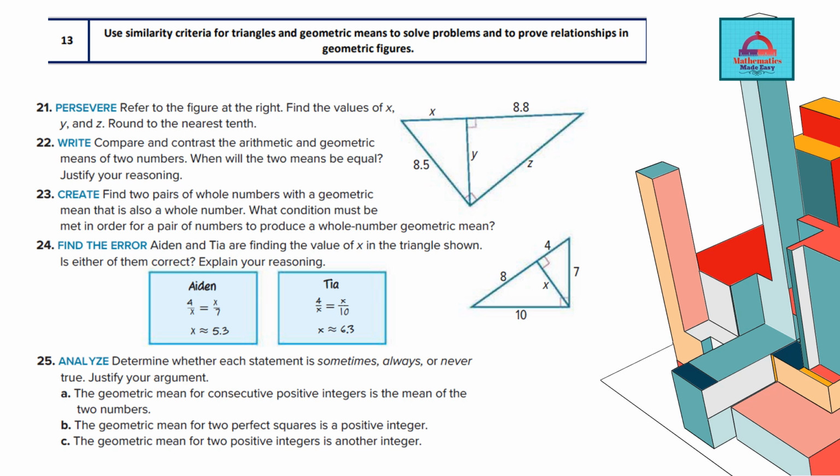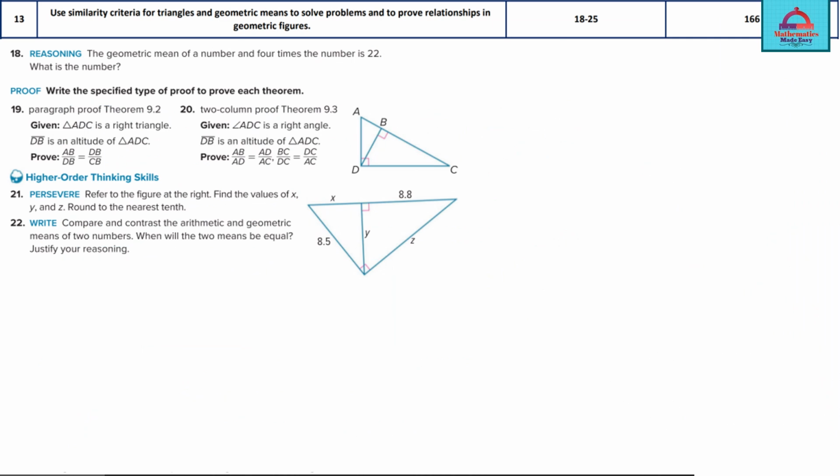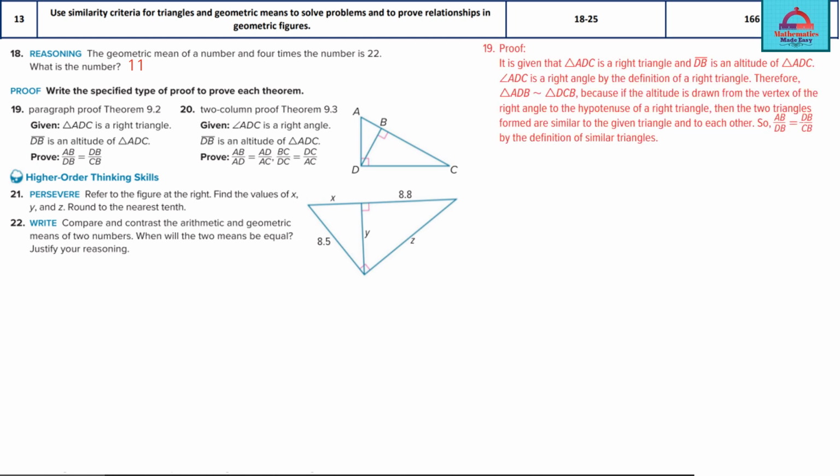The next set of questions that we are going to be solving are the following. In these questions, we have to use similarity criteria for triangles and also the concept of geometric means to solve problems. So let's see what the answers are and solve them one by one. So for the first one, question 18, we have already seen the answer is 11. For questions 19 and 20, you need to give the two column proof. So it has been provided here. You can go through it and write the steps.